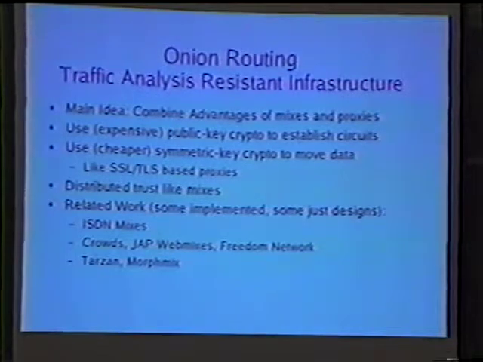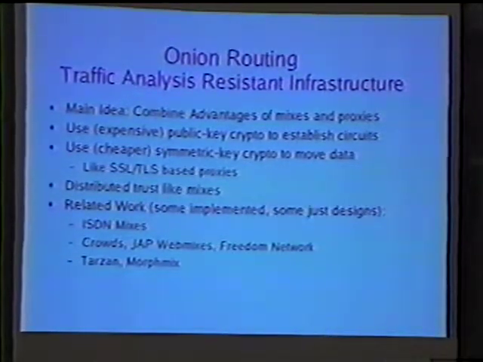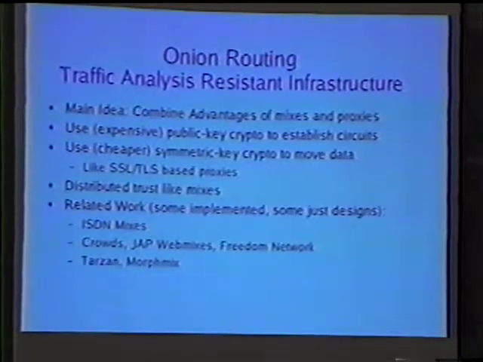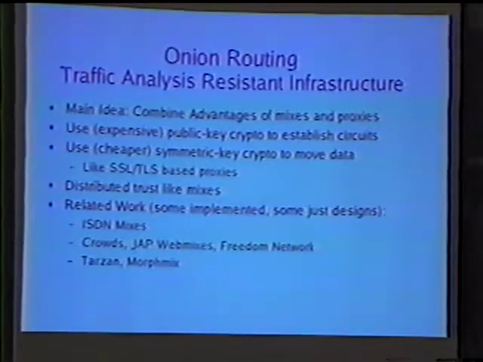So what we do here is we combine the advantages of both systems. Mixed systems are slow, but they have good crypto and good security. And the proxy systems are fast, but they have pretty much no security. And what we've done is we've used the multiple hop distributed trust idea and the layers of crypto idea, but we don't worry about mixing, and you just use the public key crypto, the expensive stuff, to lay the circuit, and then you use the cheap crypto to send all your data back and forth. And I'll tell you in a bit exactly what I mean by that.